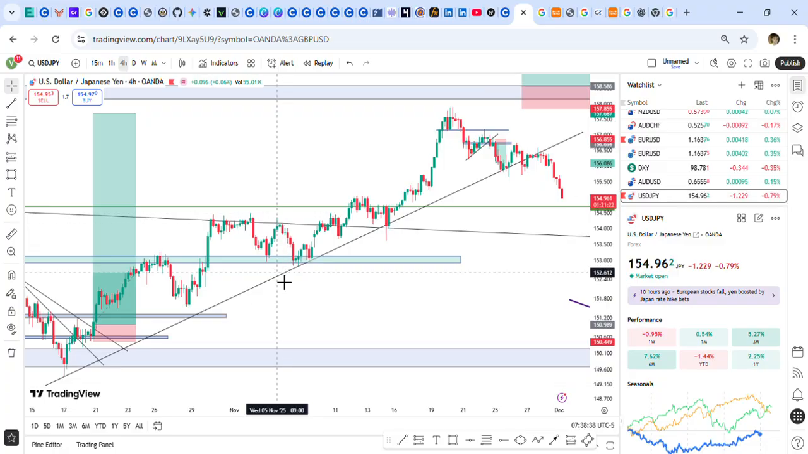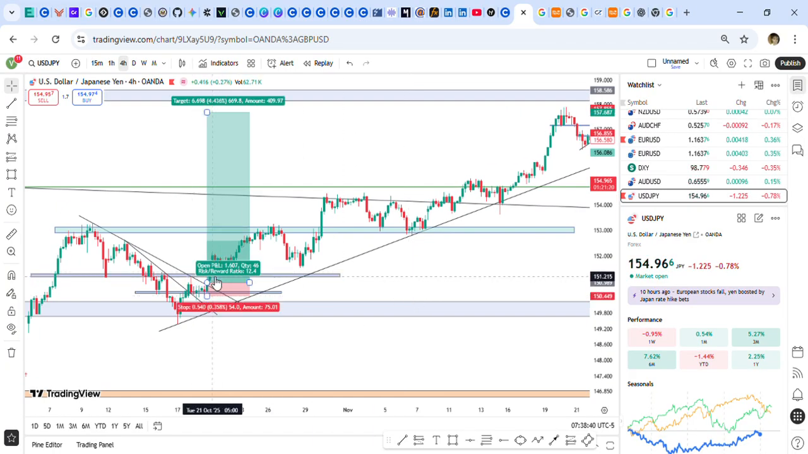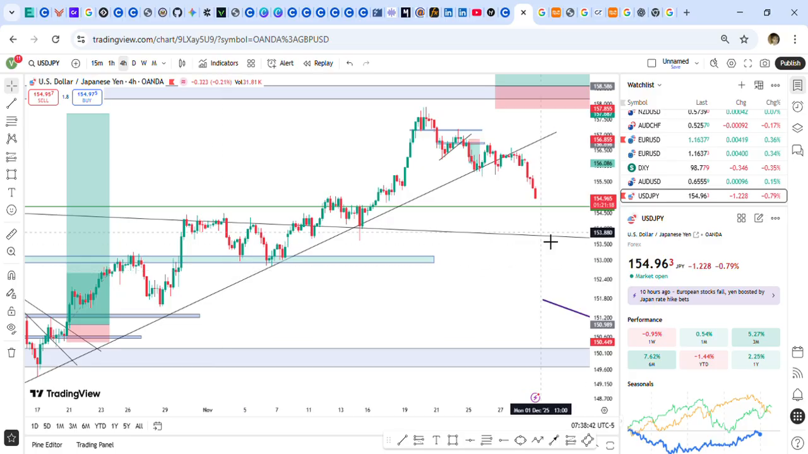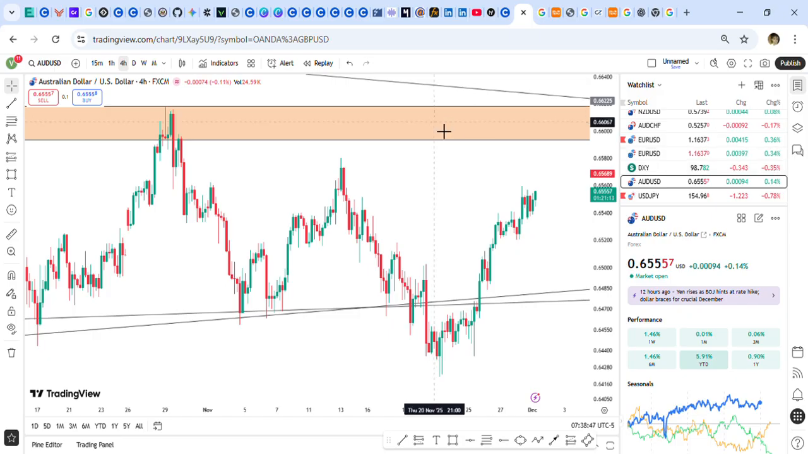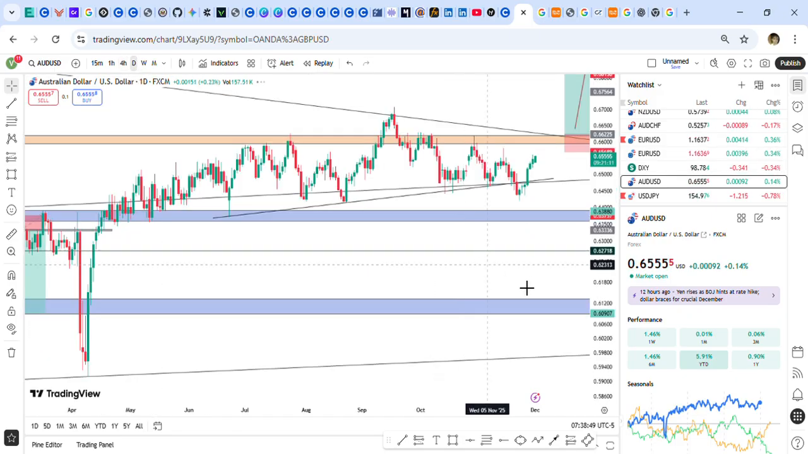GBP USD JPY, I took advantage of the move here. AUD USD, we are waiting for AUD USD to reach this zone, break out of this zone, retest, and go for the upside.